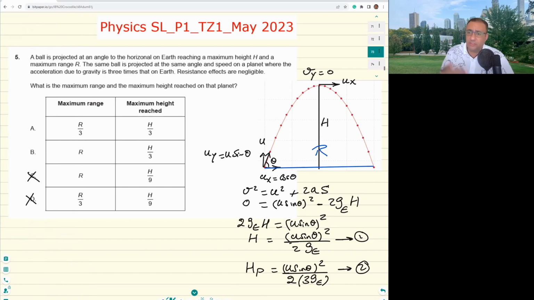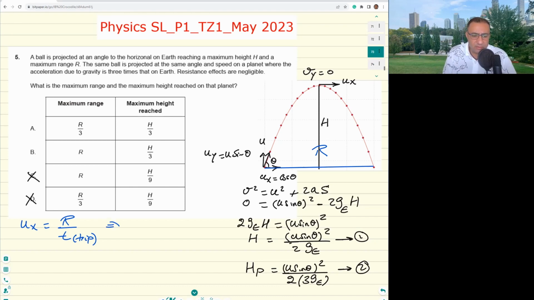Now, horizontal motion is easy. Why? Because the speed is constant. The horizontal speed is constant. So you can say ux is equal to the distance over time. Horizontal distance over time, which is R over the total time of the trip. So now we need to find the time of the trip, in both cases, and compare and see what is happening in the range, right?